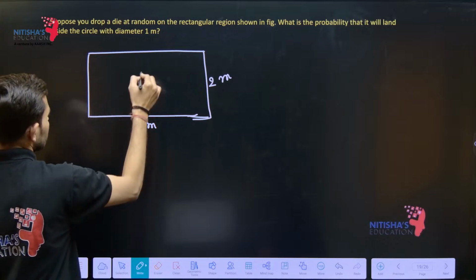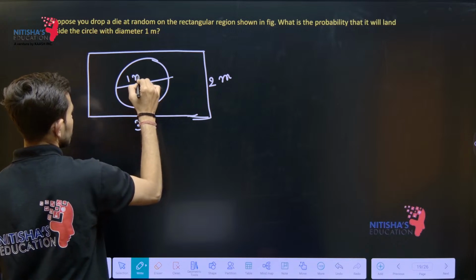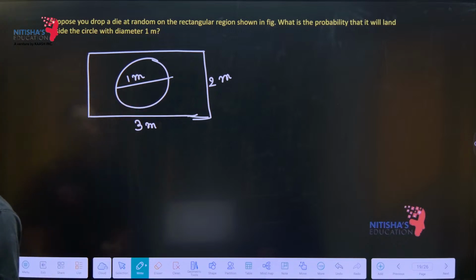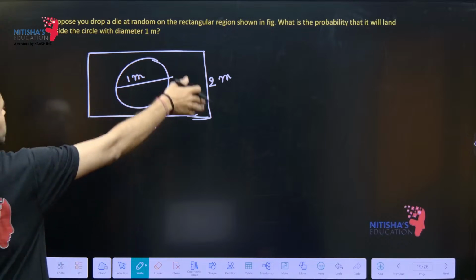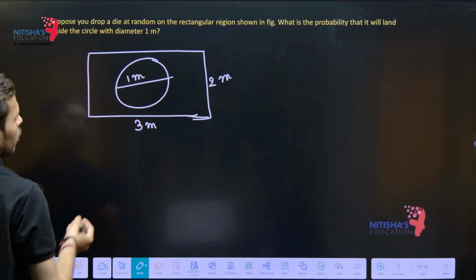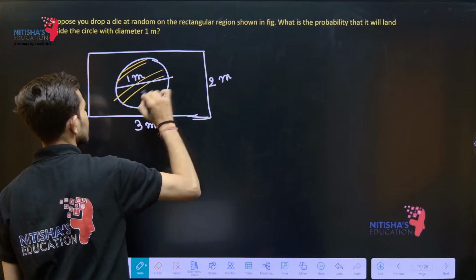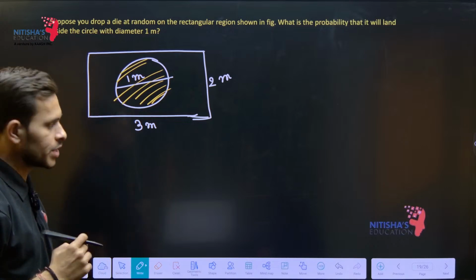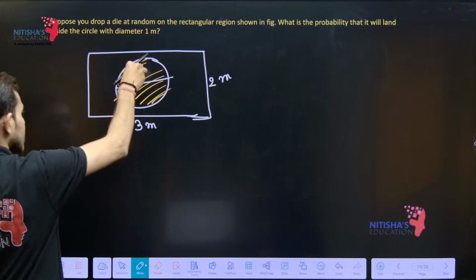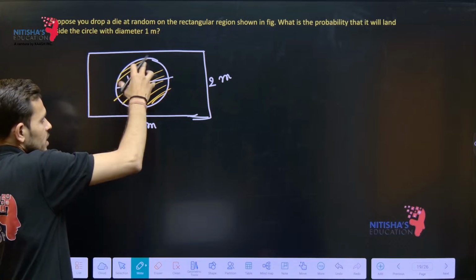हमारे पास सेंटर में एक सर्कल है जिसका डायामीटर है 1 मीटर. क्वेश्चन में क्या कह रहे हैं कि हम एक डाई को रैंडमली थ्रो कर रहे हैं इस स्ट्रक्चर के ऊपर, और हमारा जो डाई है वो ये सर्कल के अंदर ही गिरेगा, उसकी प्रोबेबिलिटी क्या है वो हमें फाइंड आउट करनी है. ठीक है, तो सर्कल के अंदर गिरेगा मतलब कि जो फेवरेबल रिजल्ट है वो हमारा सर्कल हो गया.